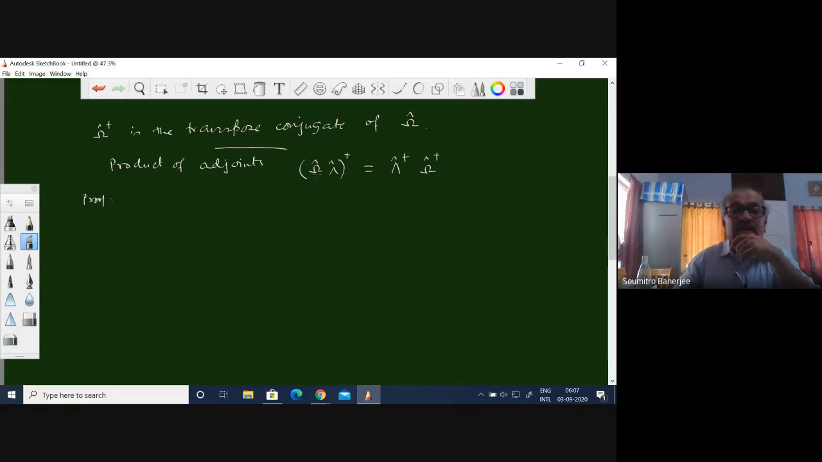We take this, and since it is an adjoint, we operate it on a bra. So it is omega lambda operating on v. I'll put them in a bracket: omega lambda operating on v.